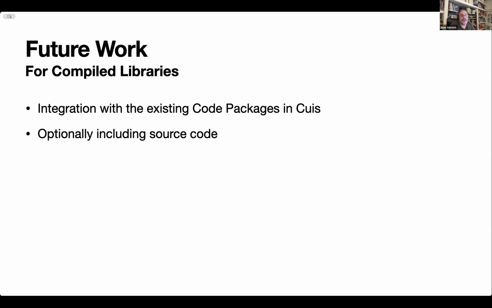Compiled libraries are not usable as a means to deploy parts of a standalone application written in Cuis, but there is significant conceptual overlap with code packages, so integration with them makes sense. As part of this, compiled libraries could also include optional source code for use by developers.